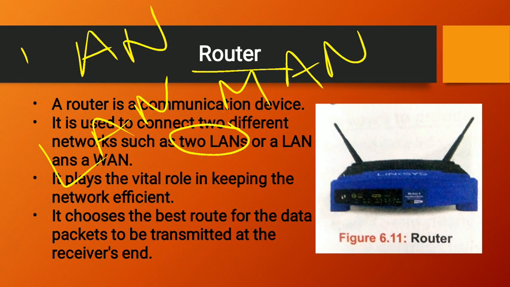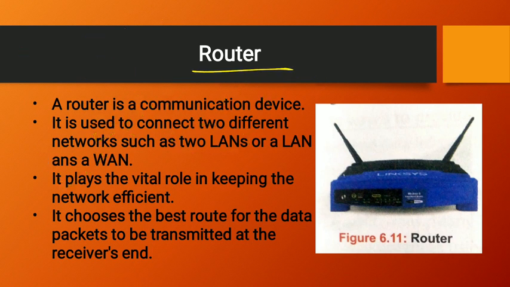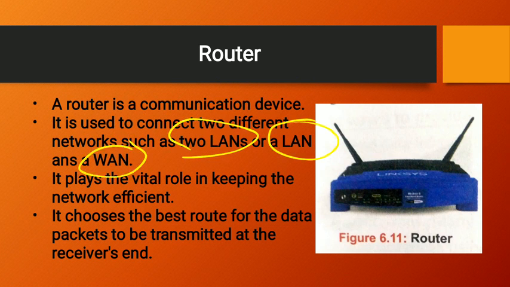Suppose in network 1 there are 5 computers connected with the server, in network 2 there are 10 computers connected with the server, in network 3 there are 40 computers connected with the server. So these are different networks. Okay, so it can connect two LANs, and it can also connect a LAN and a WAN. This is it.